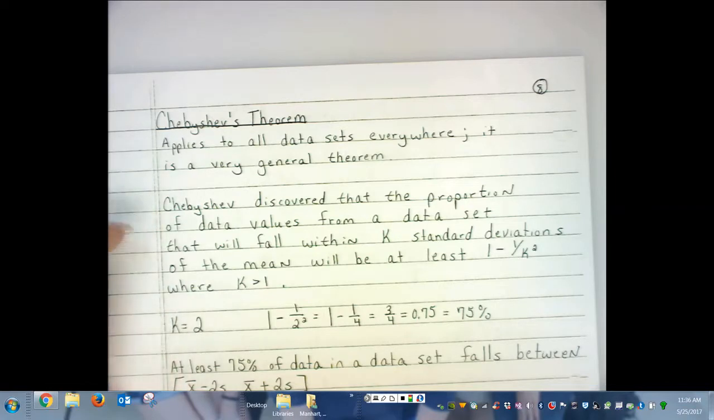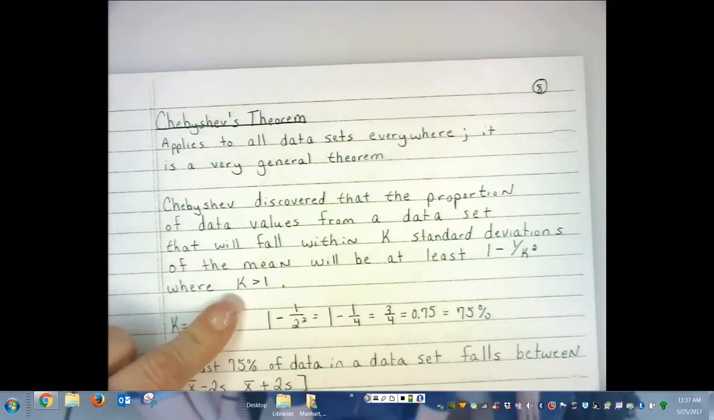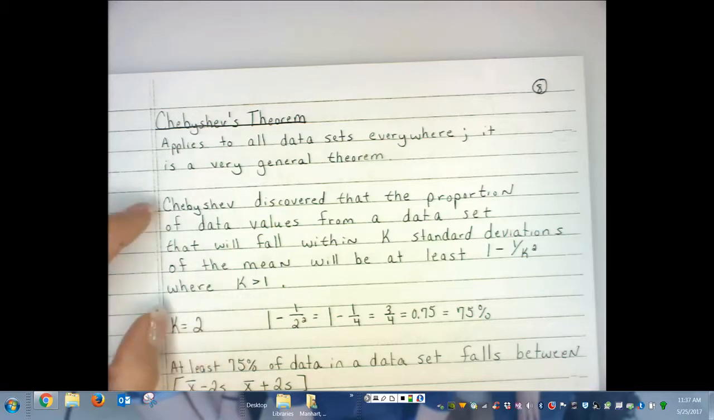He discovered that the proportion of data values in a data set that fall within k standard deviations of the mean will be at least 1 minus 1 over k squared, where k has to be strictly above 1. k represents the number of standard deviations above or below the mean. Now that's a very vague theorem, but I'm going to give you some details that will hopefully explain what Chebyshev is saying in his theorem.